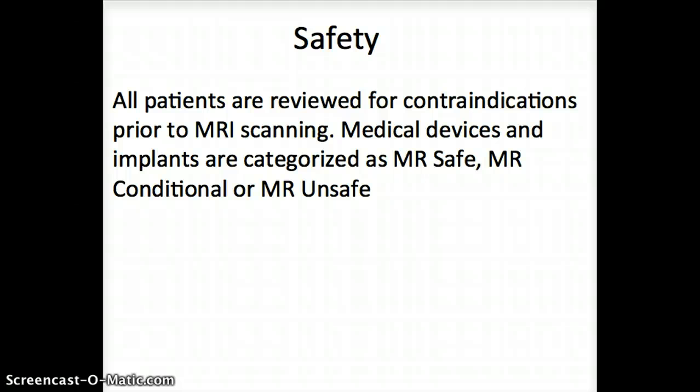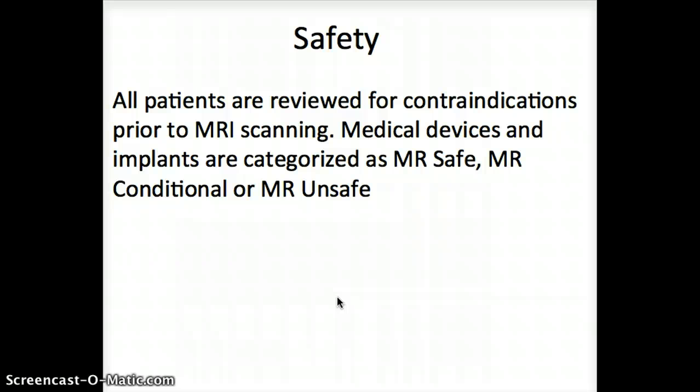All patients are reviewed for contraindications prior to MRI scanning. Medical devices and implants are categorized as MR safe, MR conditional, or MR unsafe. MR safe is a device or implant that is completely non-magnetic, non-electrically conductive, and non-RF reactive, eliminating all of the primary potential threats during an MRI procedure.